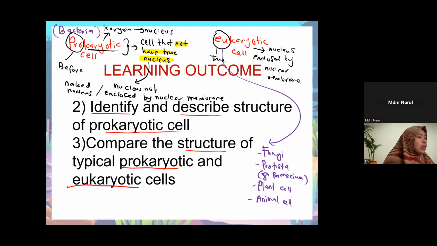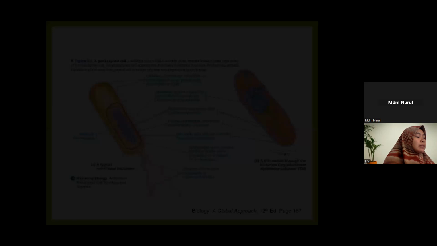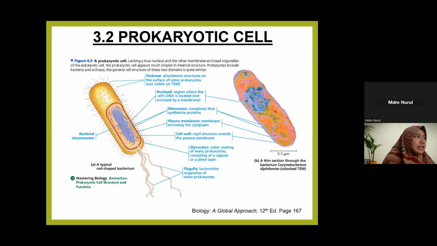Okay, so our first LO after this yang kita nak belajar is we are going to explore the prokaryotic cell first. Okay, so kita akan go into the detail structure and component of a prokaryotic cell. Alright. Okay. So, prokaryotic cell. Example, tadi, bacteria. Right. So, you don't have this picture, but you can refer to textbook. For those who have textbook, page 167. But for those who have e-book, I will show you how to search using e-book. Okay. Sekejap lagi.